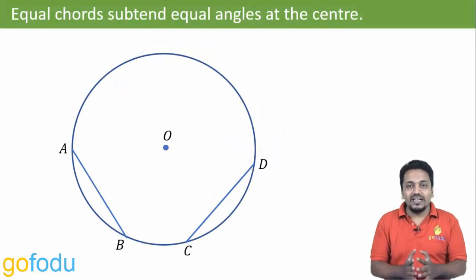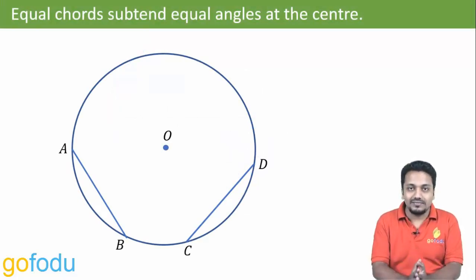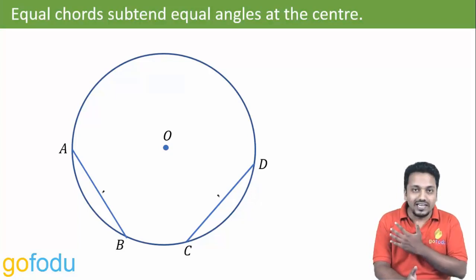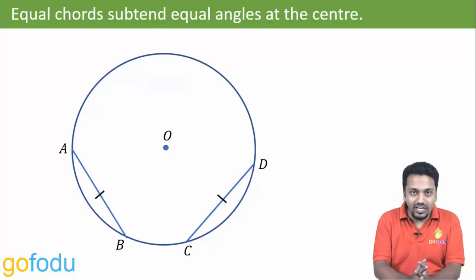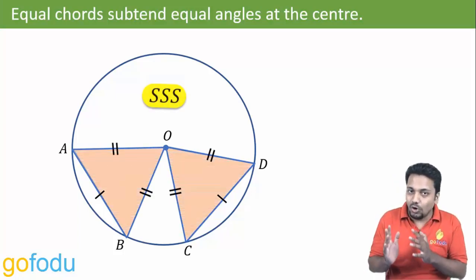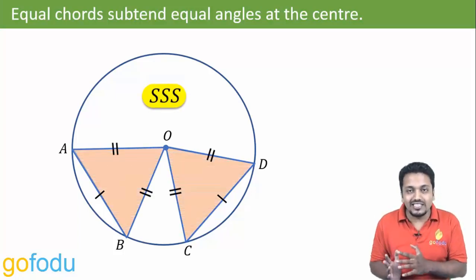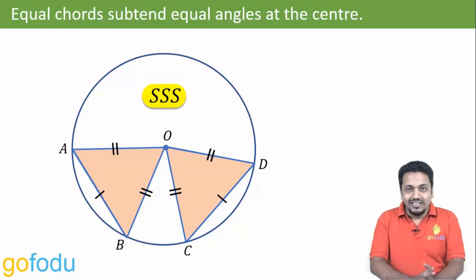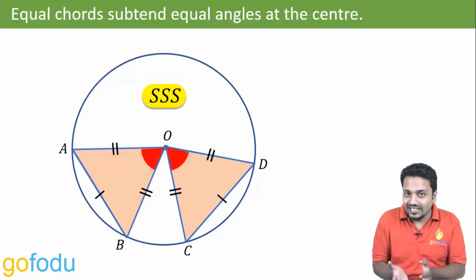Equal chords subtend equal angles at the center. These two chords are equal. This is given. Join the radii. The radii are also equal. So these triangles are congruent by SSS congruency. So these angles at the center are also equal.